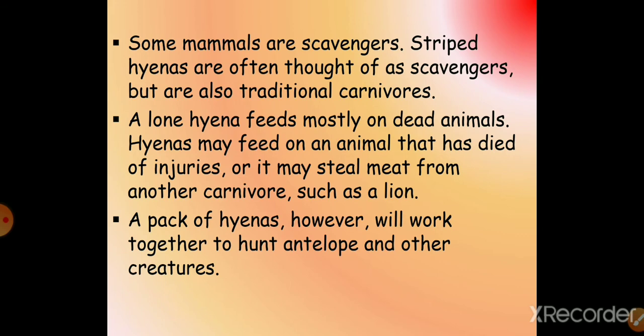Now many mammals are also scavengers, which means they are traditionally carnivores, but if there is an opportunity, they can be scavengers as well, like the striped hyenas. For example, if a single hyena is there, then it would either feed upon the flesh of dead animals, or it may steal the meat from other carnivores or predators.